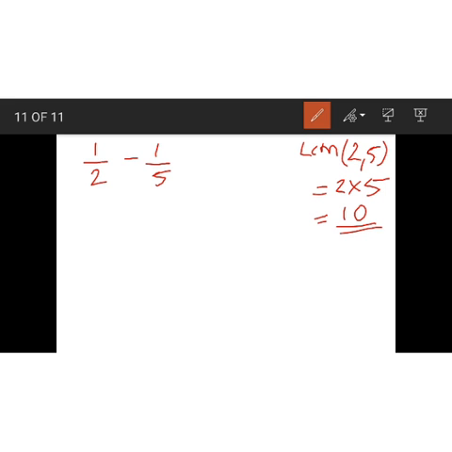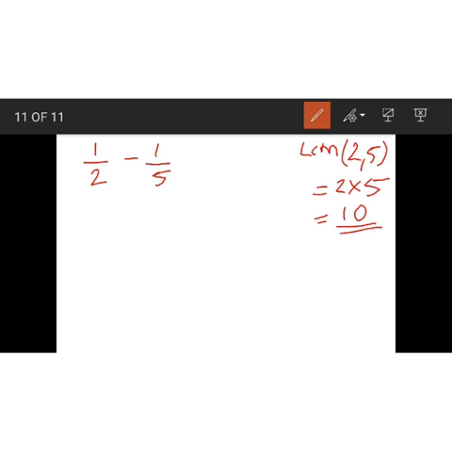So now let's do one example. Consider the fractions 1 by 2 and 1 by 5. Here we have to find the difference. So first of all, look at the denominators. They are different. So we have to find the LCM of 2 and 5. As they do not have any common factor, we just multiply them. So we'll do 2 into 5, which is 10. So we'll get the LCM as 10.